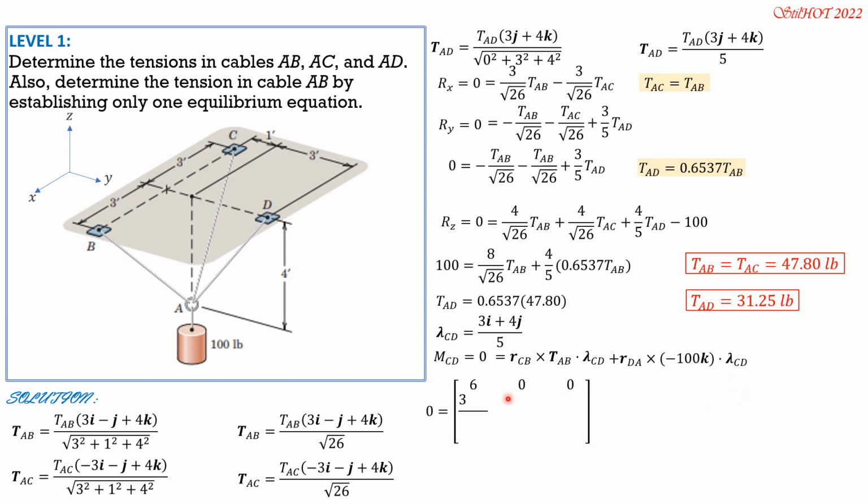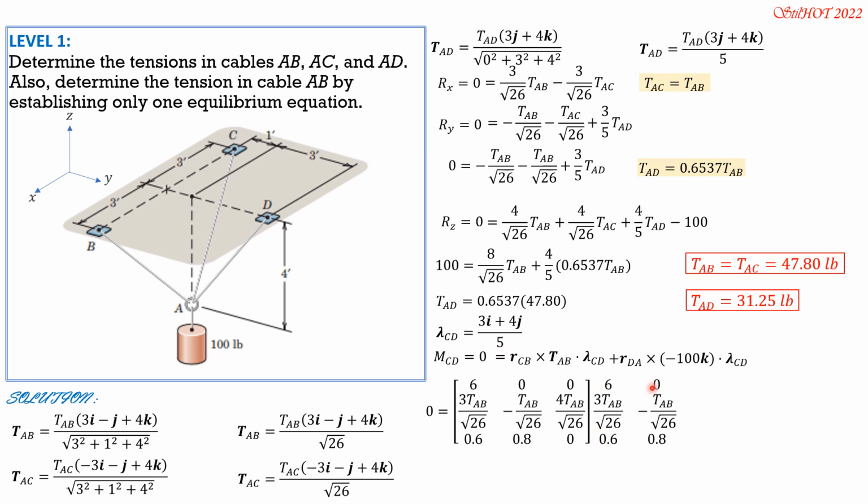So 0 equals components of R CB, which is just 6I. Then 0, 0, components of force for tension AB, 3 over square root of 26 tension AB, negative 1 over square root of 26 tension AB, then positive 4 over square root of 26 tension AB. Then this one is the component of the unit vector of the axis. So 3/5 is 0.6, 4/5 is 0.8, then there's no k, so 0.